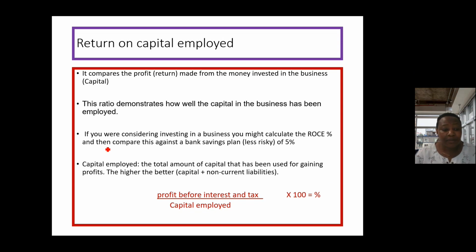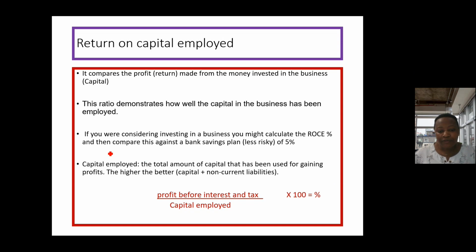Okay, so to calculate our capital employed, we're going to use the total amount of capital. The total amount of capital that we're using is not just the owner's contribution into the business. Yes, we're going to use that capital, but in addition to non-current liabilities, so loans from banks and so on. So everything that has been employed in the business, capital and non-current liabilities, is what we'll be using. So whether it's the shareholders' contribution, as well as loans, non-current liabilities.